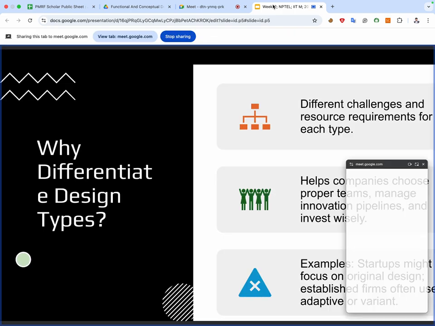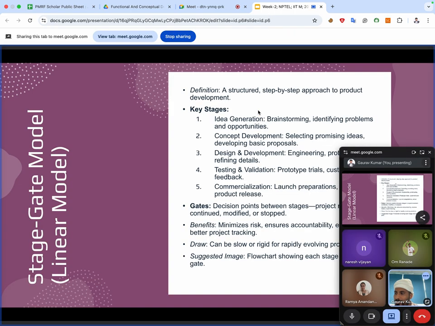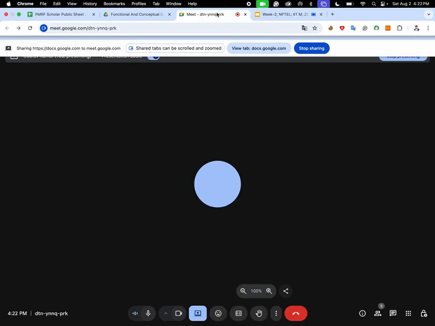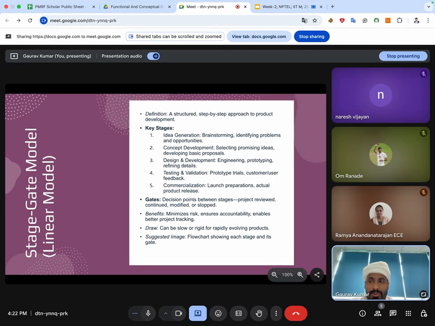Next, moving to the next slide. So next one is the stage gate model, which is a linear model. Let's now talk about the stage gate model, which is basically a highly organized approach used by industries worldwide for product development.